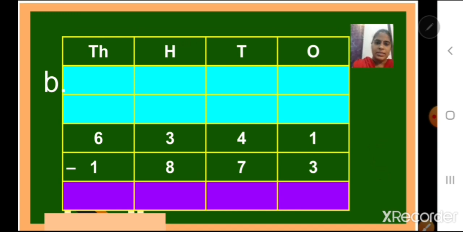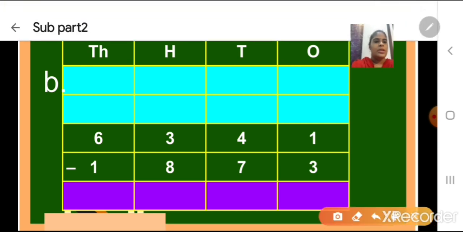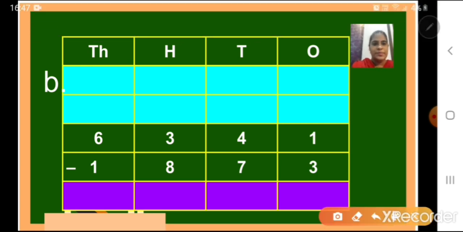6,341 minus 1,873. Now we'll start subtracting from ones place. In ones place we have 1 minus 3, which is not possible. So we have to borrow from our friend tens place. In tens place we have number 4. 4 tens will give 1 tens. So we will cancel here 4 and write here 3.